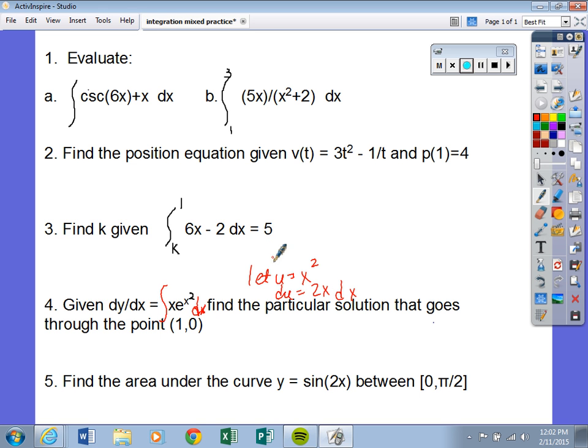Okay, so based on this, I'm going to rewrite this, and now it's going to be 1/2, because I need to move that 2 away, 1/2 e to the u du. And when I integrate that, it's just itself. So it'll be e to the, what was my u? x squared plus c equals y. So once we have this, we want to find our c. How do I know I want to find c? Well, because they gave me a point. So I can find c. So I'm going to plug my 1 in for x, my 0 in for y.